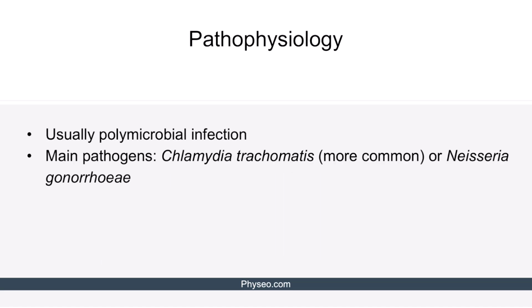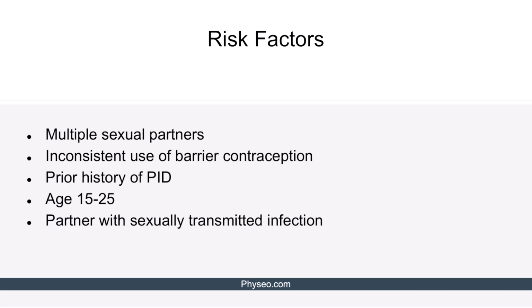PID is usually a polymicrobial infection of the organs that we just discussed. However, two main pathogens to keep in mind are Chlamydia trachomatis and Neisseria gonorrhoeae, and Chlamydia trachomatis is more common than Neisseria gonorrhoeae. Okay, let's talk about some risk factors.